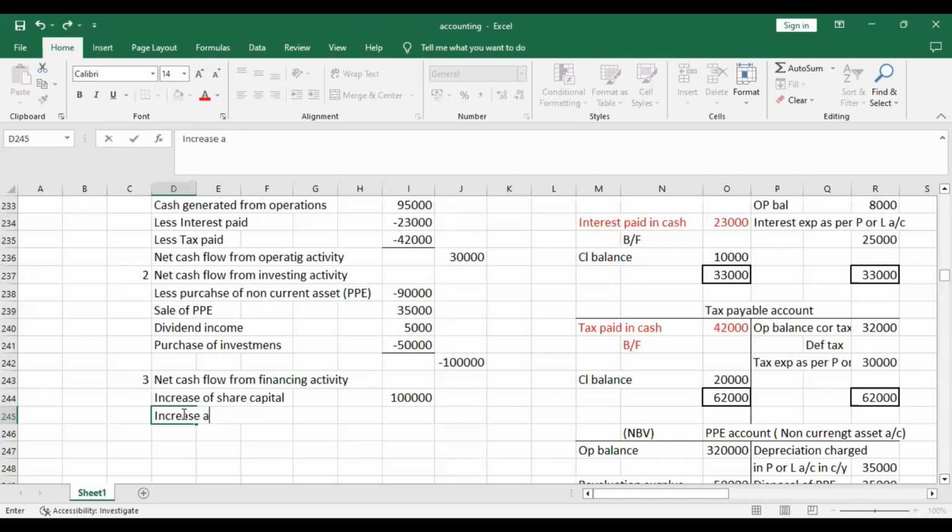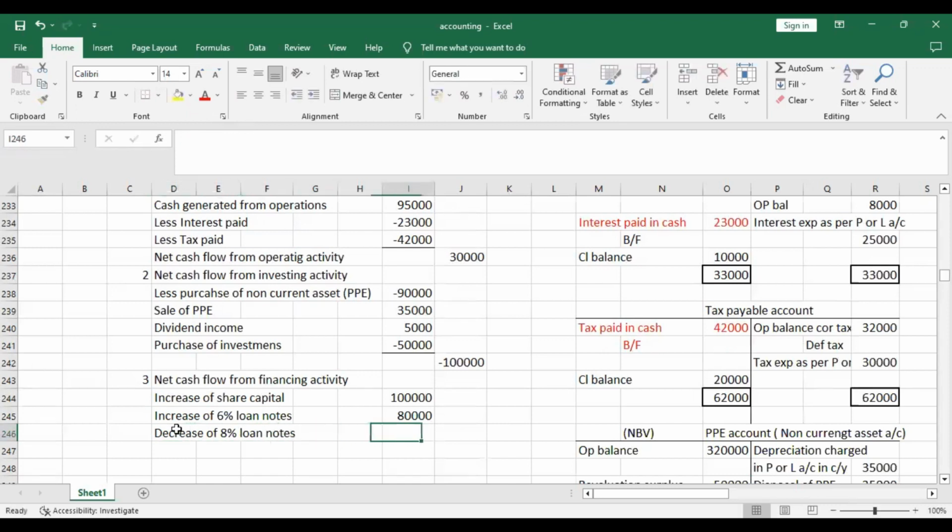So increase of 6% loan notes. How much is it? 80,000. Very good. That is inflow. At the same time, there is a repayment of 8% loan notes, because last year the 30,000 is there. This year there is nothing. So what happened? They repaid. So decrease of 8% loan notes. How much is it? 30,000. Minus 30,000 because you repaid.